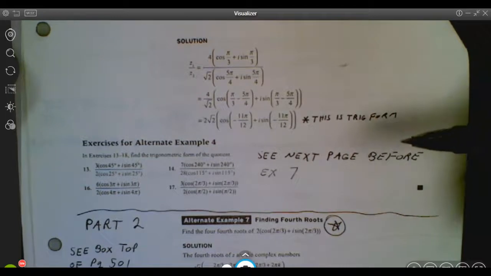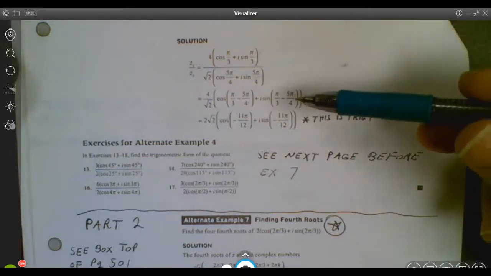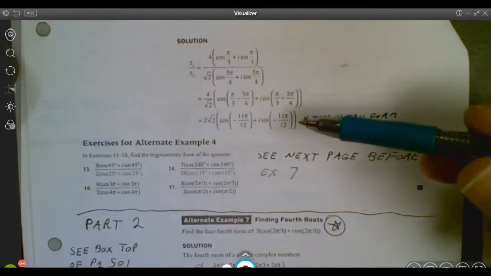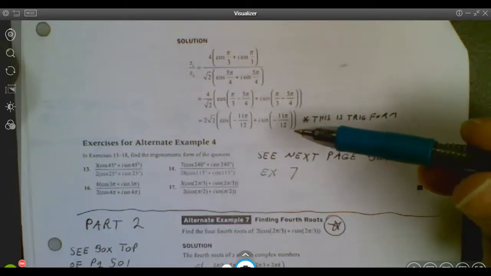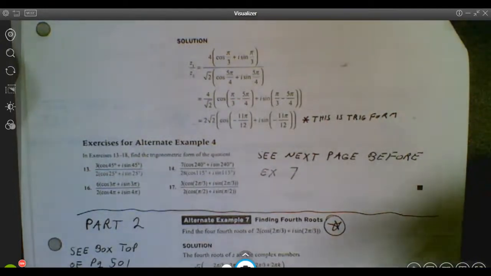So they're just doing the same thing I was just showing you guys. So that was the setup I wrote on the previous page. They took it one step further and combined fractions. In this problem, they left it in trig form, even though their directions specifically said standard form.